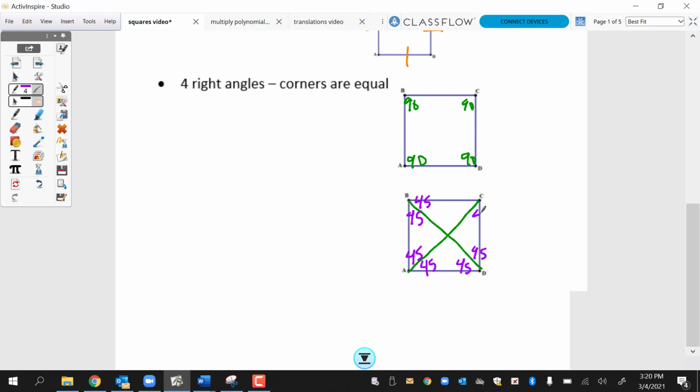So if they ever tell you what the little angle is and they ask you, well, what is the little angle in the corner? You know it's 45 because it's a square. 90 gets cut in half. So all the little corners are 45. If they give you the whole corner, we know that's 90. So with all of this information in mind, let's do some questions.